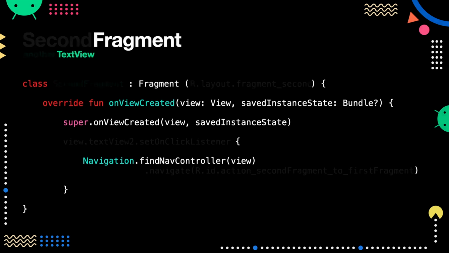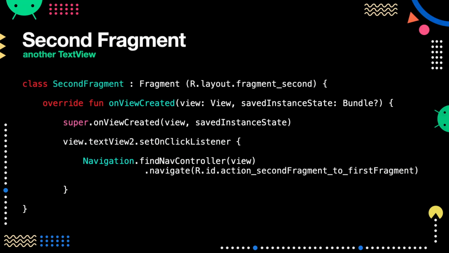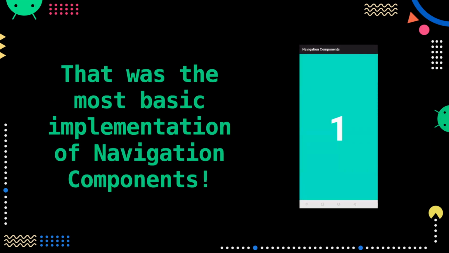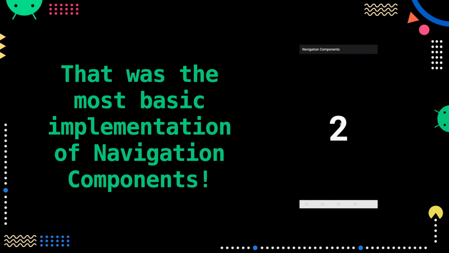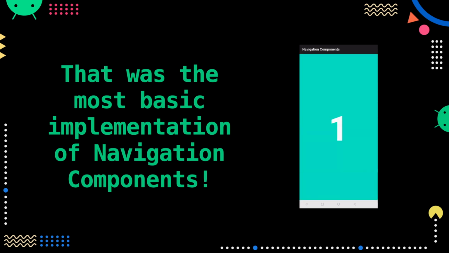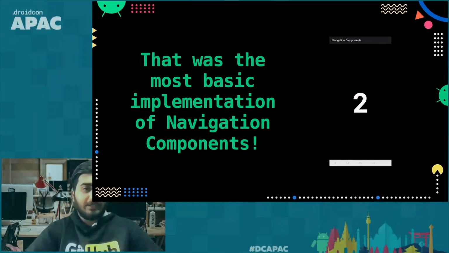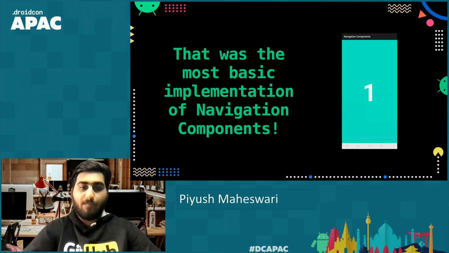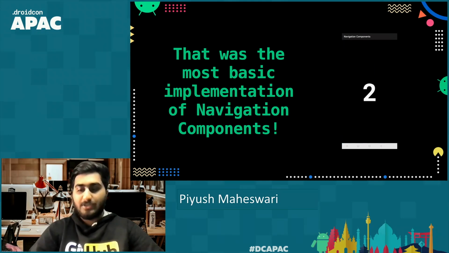And similarly, we have the second fragment, which has another text view on clicking on which we'll come back to the first fragment. So the action is action second fragment to first fragment. That's the most basic implementation of navigation components. On clicking of one, we go to two, and on clicking on two, we come back to one. And all those animations which you are seeing are the pop enter and enter simultaneously. Even if you remove one of the animations, you will see this disrupted. You can check that case.